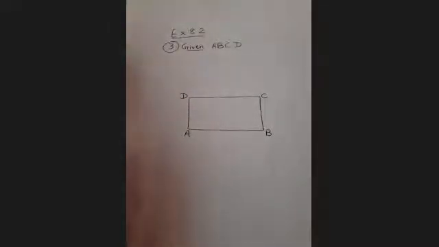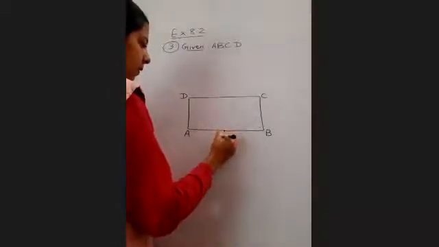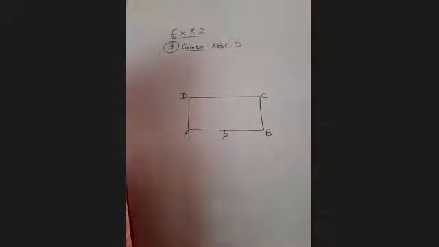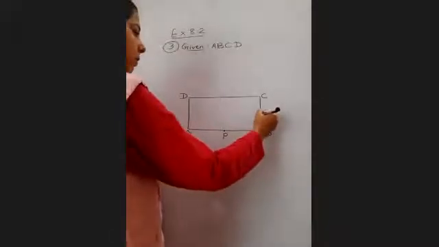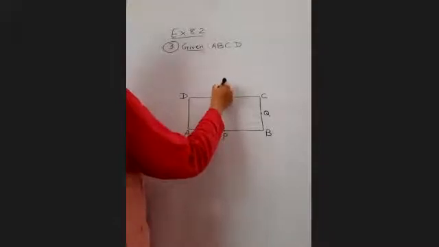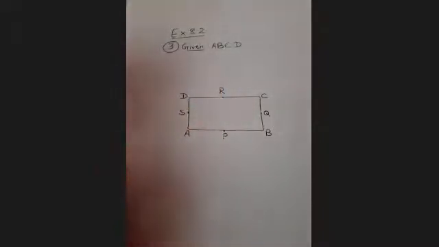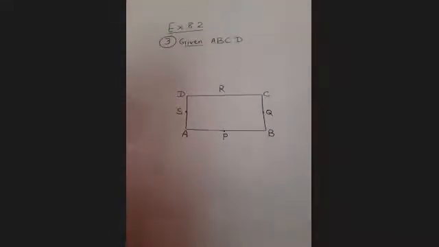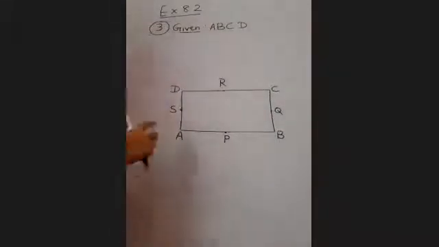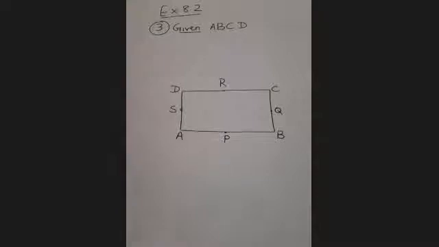P, Q, R, S are the midpoints. P is the midpoint of side AB. Q is the midpoint of BC. R is the midpoint of CD. And S is the midpoint of AD. Clear, children? We are given these as midpoints. Show that quadrilateral PQRS is a rhombus.